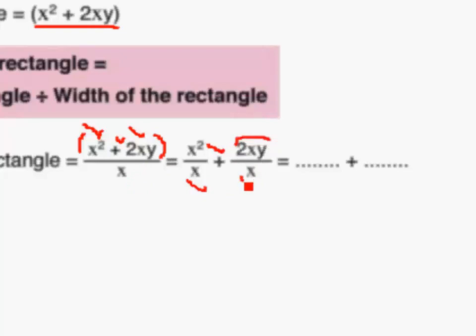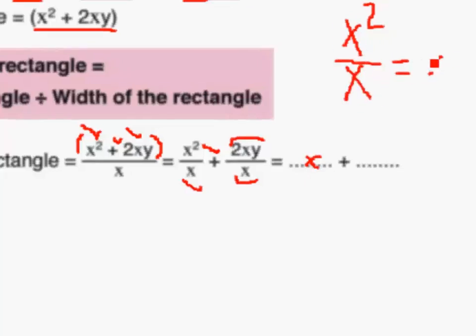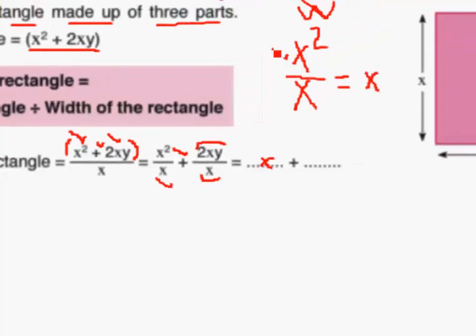X squared divided by x gives x. Why? Because x squared divided by x, we have learned that you will take x because we have the same base and here is division, so we have to subtract the power. Here is 2 and here is 1. X to power 2 minus 1, 2 minus 1 is 1, so this will equal x. X squared divided by x is equal to x.